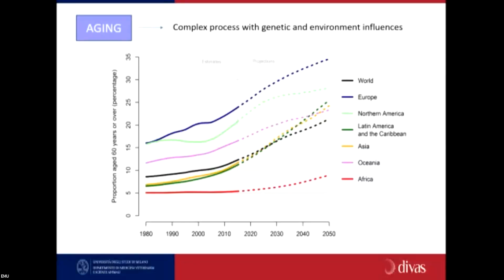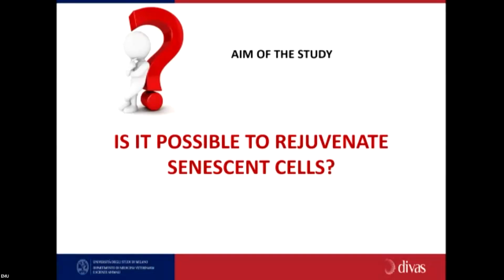that the world is aging rapidly. And in fact, in 2050, people aged 60 years old and over will reach 35% of the entire population. So our question was, is it possible to rejuvenate senescent cells?